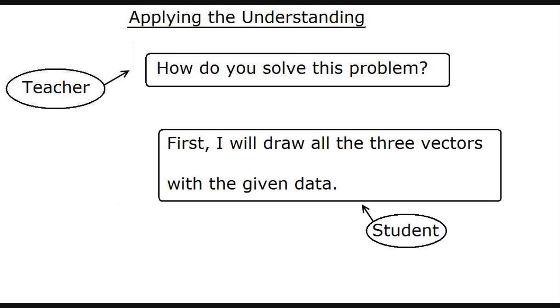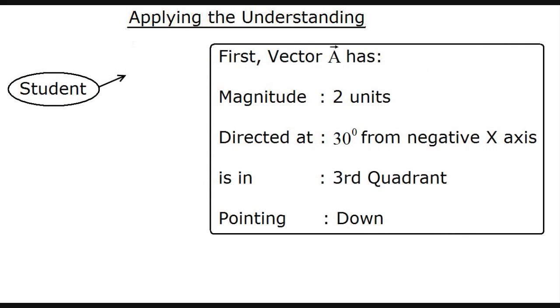First, I will draw all the three vectors with the given data. First, vector A bar has a magnitude of 2 units, is directed at 30 degrees from the negative x-axis, is in the third quadrant, and is pointing down.